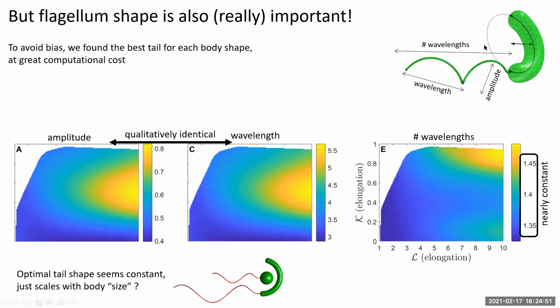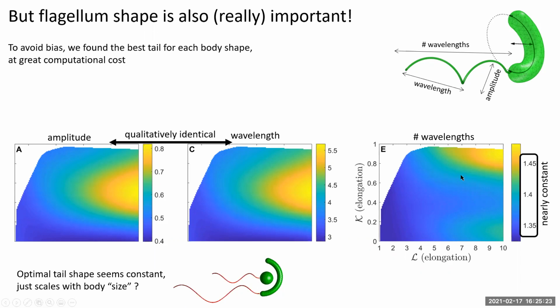The tail has three parameters: amplitude, wavelength, and how long the whole thing is, the number of wavelengths. I had to optimize these three parameters for every body shape. Huge amount of work, but that's what was needed to avoid bias. The interesting thing about this is here are the landscapes over elongation and curvature of the body for the best tail shape. You see the amplitude and wavelength values are different, but they look qualitatively like the exact same pattern.